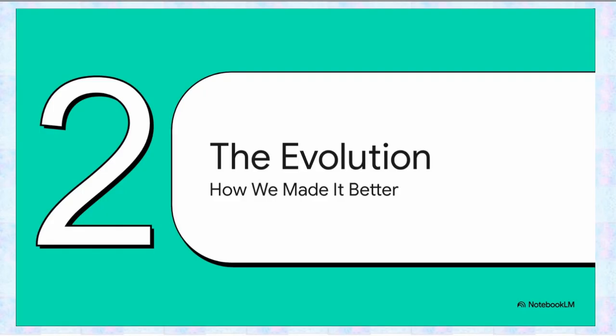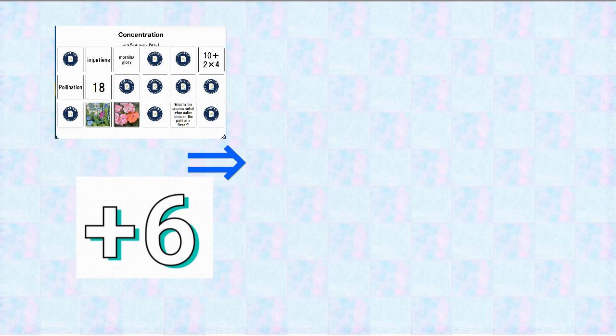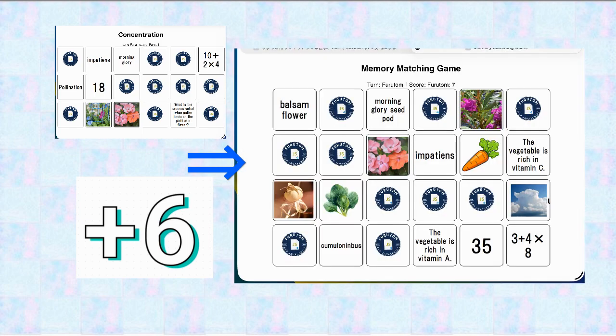Alright, so how did we actually do it? Let's get into the nuts and bolts of this evolution and see how we turned those problems into some really cool new features. First up, the challenge. We added 6 more cards to the board. Now that might not sound like a lot, it's just 3 new pairs to find, but trust me, it makes a huge difference. Each game lasts longer and takes way more concentration.